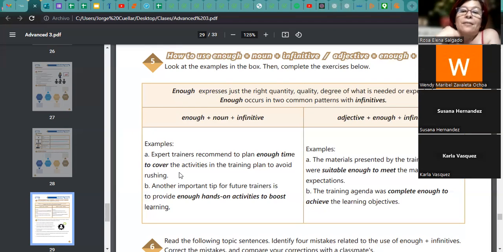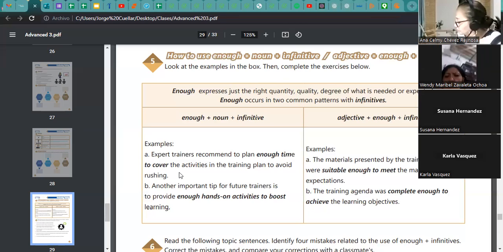Enough expresses just the right quantity, quality, degree, or what is needed or expected. Enough occurs in two common patterns with infinitives. Enough plus noun plus infinitive. Examples. A. Expert trainers recommend to plan enough time to cover the activities in the training plan to avoid rushing. B. Another important tip for future trainers is to provide enough hands-on activities to boost learning.